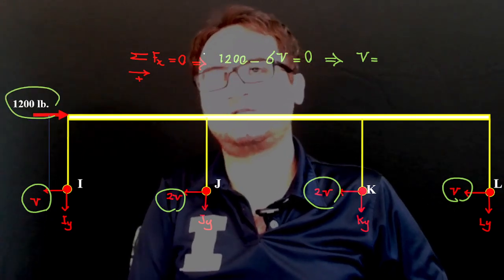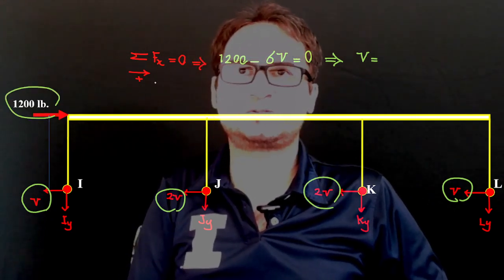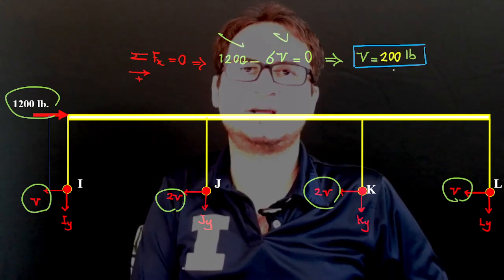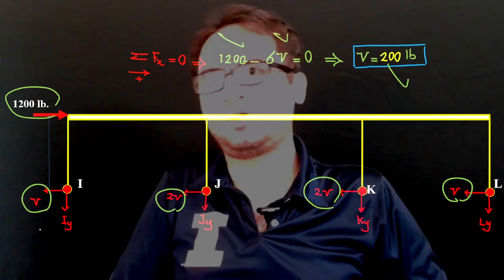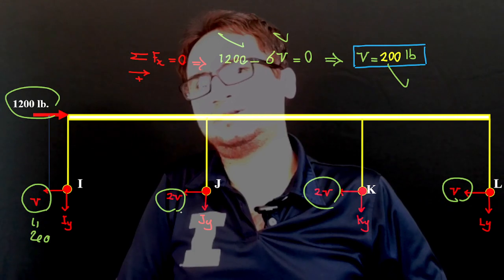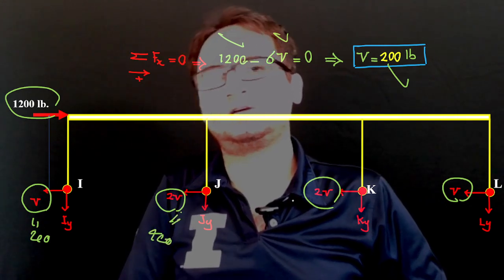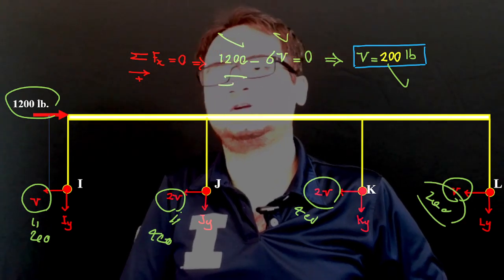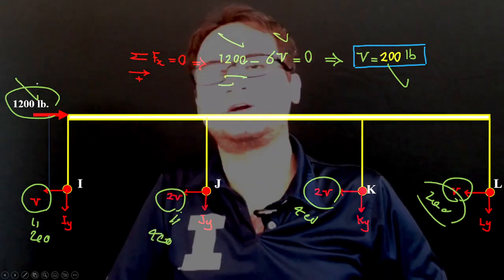So summation of forces in X goes to 0, positive X is this way, and 1200 minus 6V just gives V is 200 pounds. So if you just replace there, it's 200, this is 400, 400, and again, the summation of them should cancel all these 1200 over there.